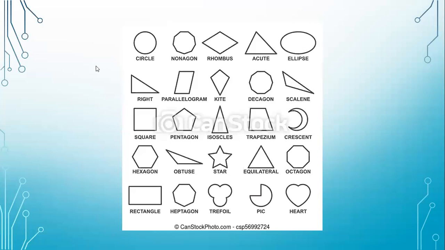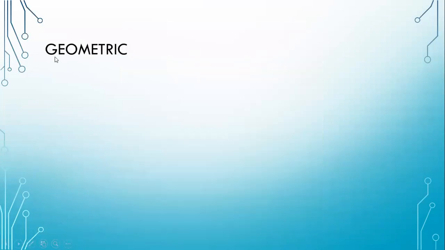So our word is, can you read it? Geometry. Read carefully. Repeat after me. Geometric. Geometric. Very good. Geometric. Amazing. Now, is it a noun or a verb or an adjective? Adjective? Are you sure? Noun. A noun. Very good.